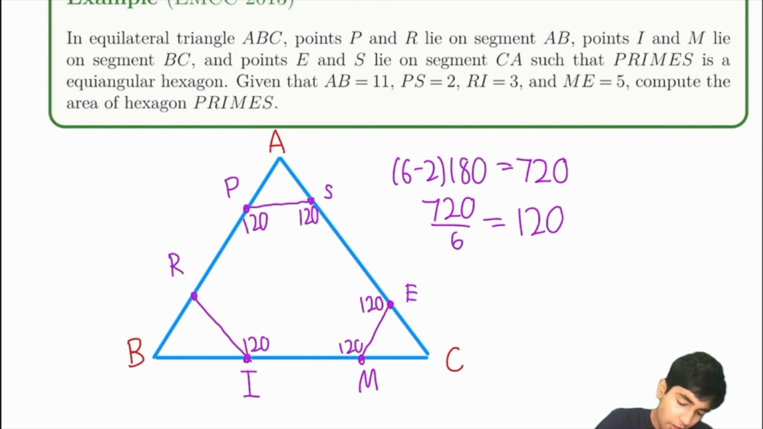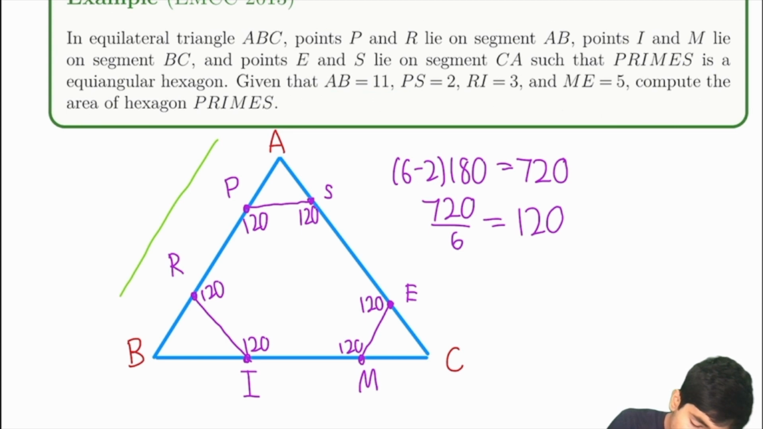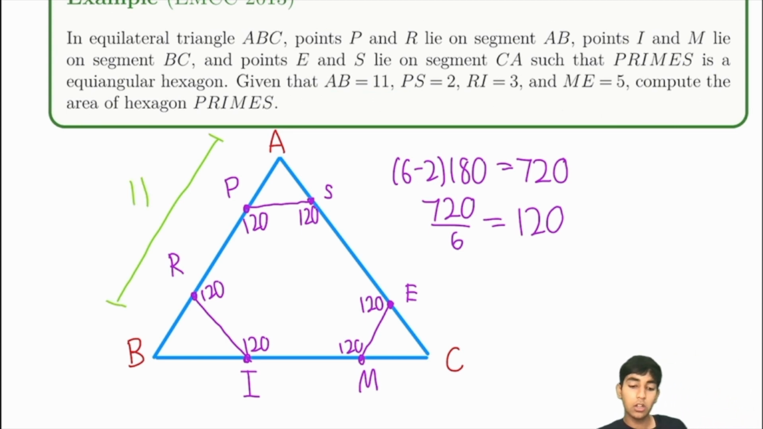Okay, that's not very helpful, is it? We don't know the sides are equal because it's not equilateral. It's just equiangular. Let's look at these conditions here. AB is 11, okay. So now we know the side of the equilateral triangle. TS is 2, so that's 2. RI is 3, that's 3. ME is 5, okay. I know it's not to scale, but that doesn't really matter.